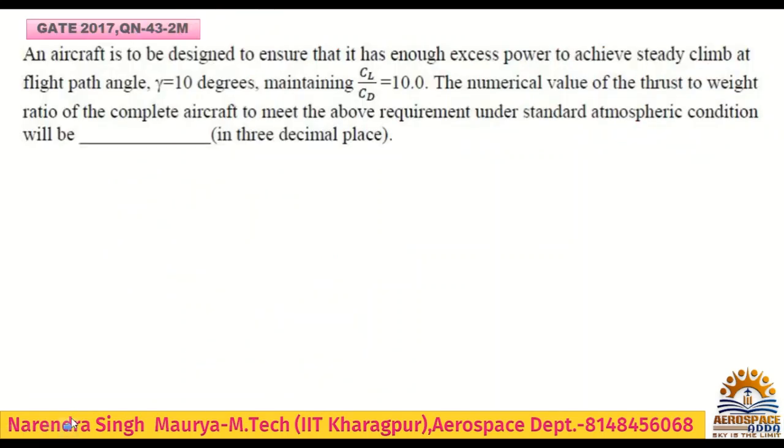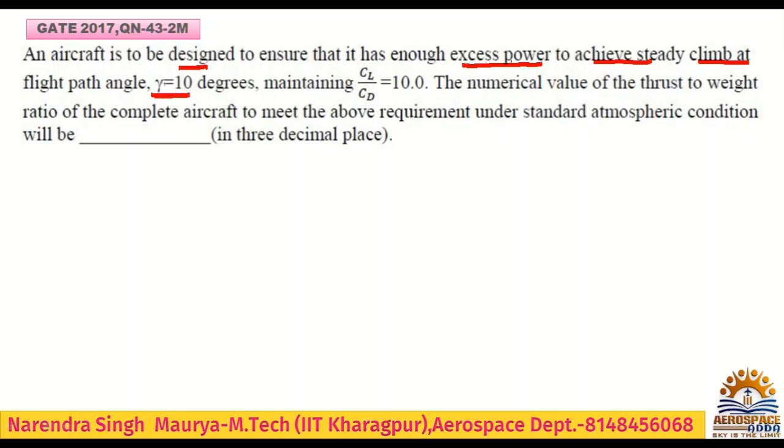Now this is another GATE problem, same year 2017. It is question number 43. Again, it is asked for 2 marks. Now read this problem. An aircraft is to be designed to ensure that it has enough excess power to achieve steady climb at a flight path angle, given as gamma equal to 10 degrees.